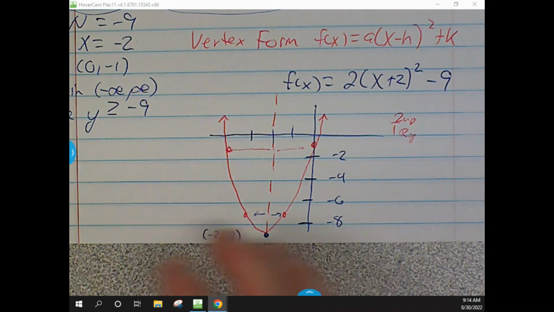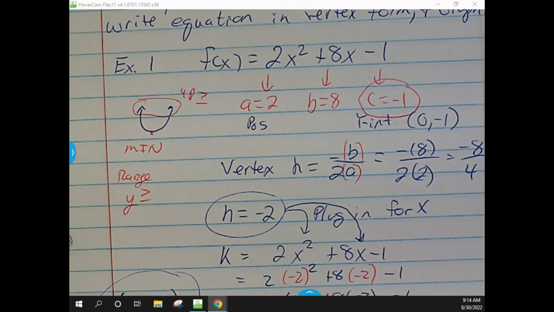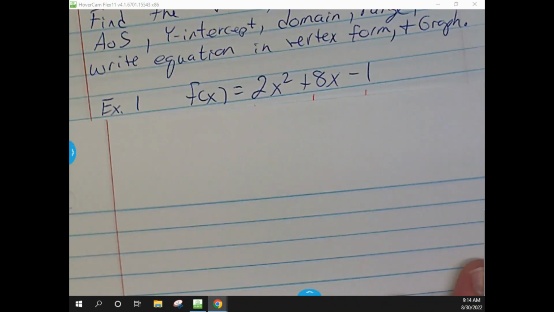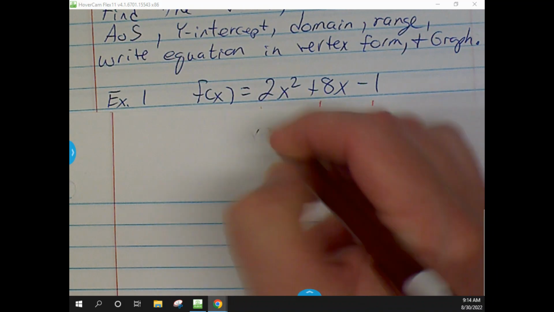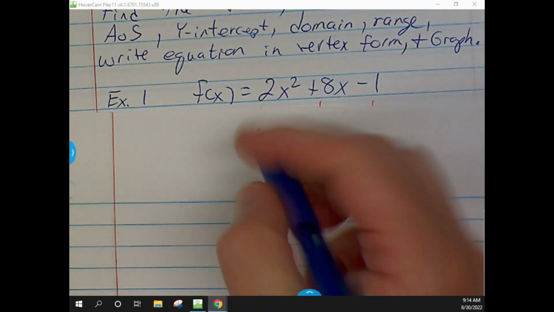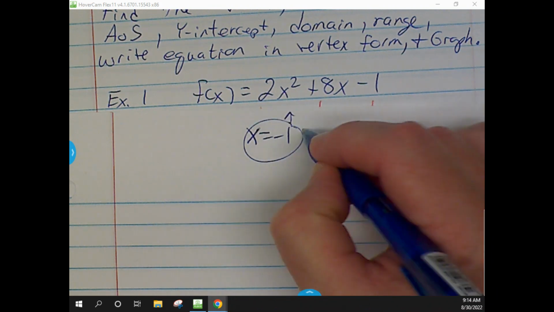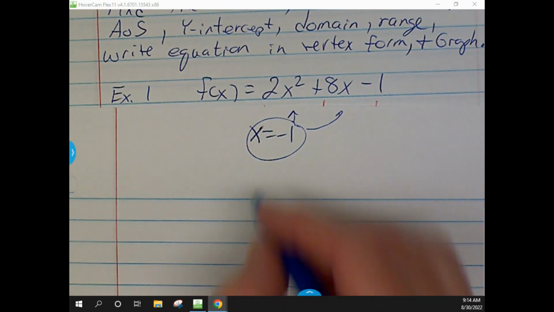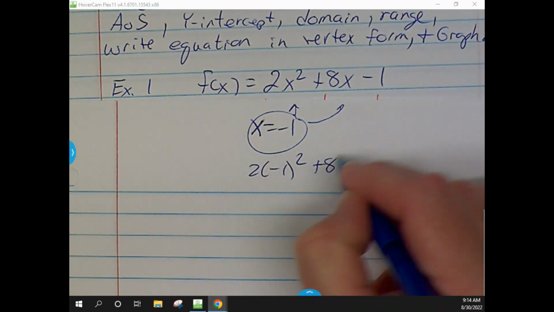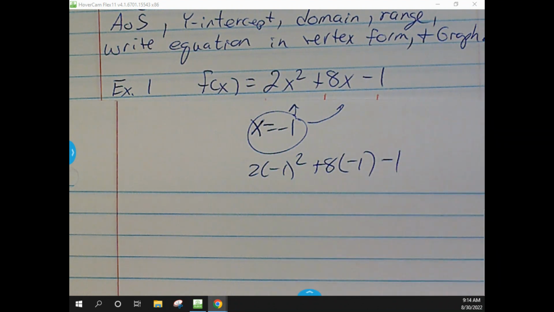So if this was a fraction, just to get a quick idea of what you would do here: you'd go back, because we've got that the vertex is at x equals -2. You'd have to pick a value around -2, like -1. Oh, it's not going to work. So you'd have to take x equals -1 and plug that value in for x to see what you would get. You'd have to do 2 times -1 squared plus 8 times -1 minus 1, and then just evaluate it and work it out from there.